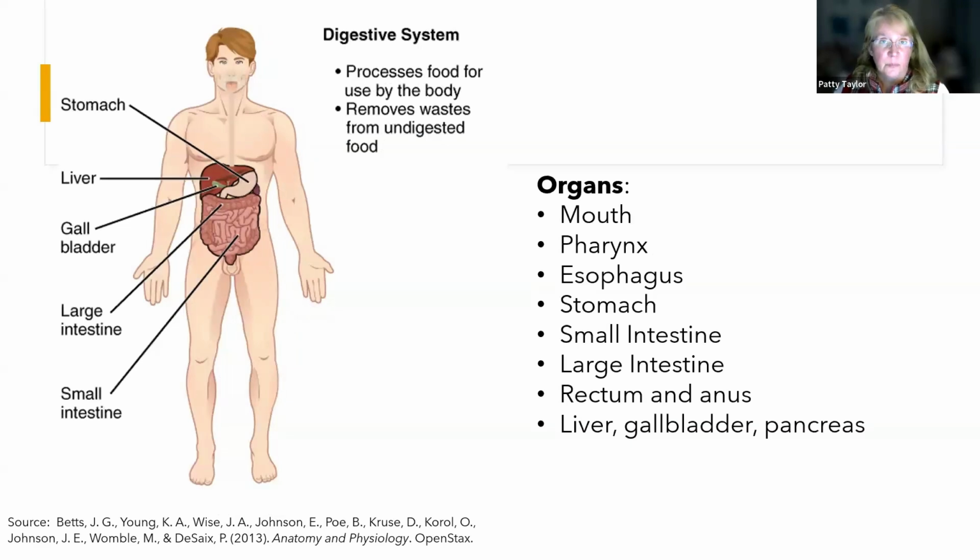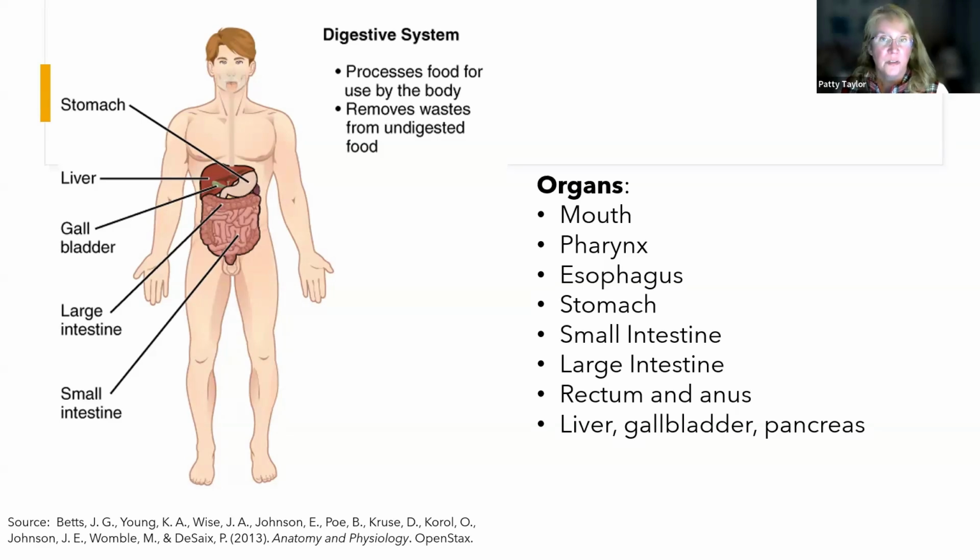The digestive system starts with the mouth, ends with the anus. So from the mouth to the pharynx or throat, food travels down the esophagus to the stomach, then on to the small and large intestine. It exits via the rectum and anus, but we also have secondary organs that contribute to the processes of digestion. Those include liver, gallbladder, pancreas, and even salivary glands and teeth.